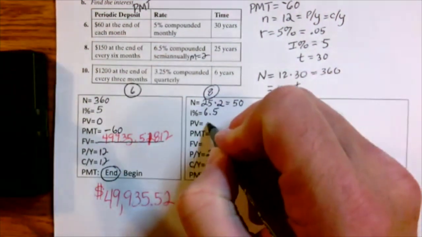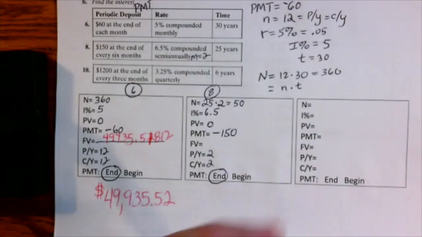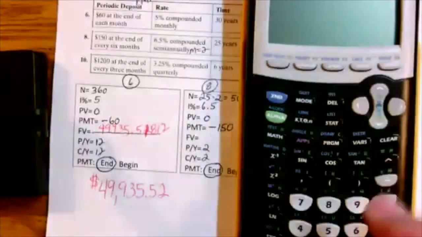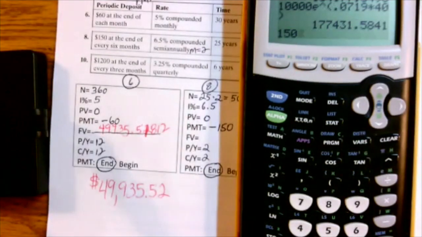You're always going to wonder what the present value is in these problems. But again, the idea is that we start with nothing, and the only thing that's going to be in this account is the $150 that we put there every 6 months. Do a quick calculation in your head, or your calculator if you want. You're contributing $150, and you're doing it twice a year.